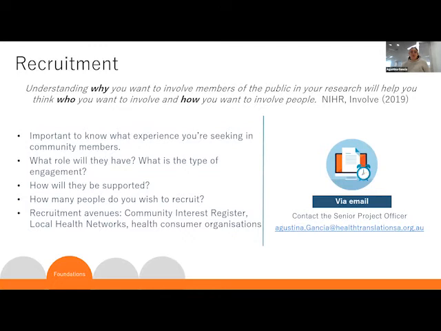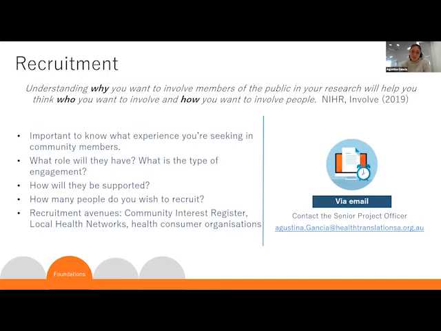And if you're in South Australia, at Health Translation SA, we have a community interest register. We have about 98 to 100 active registrations currently of people who've expressed interest in joining research projects in various topics like diabetes, heart, cardiovascular research, cancer. And so it's important for researchers to reach out to us and say, hi, I'd be really interested in recruiting someone for my research on X topic.